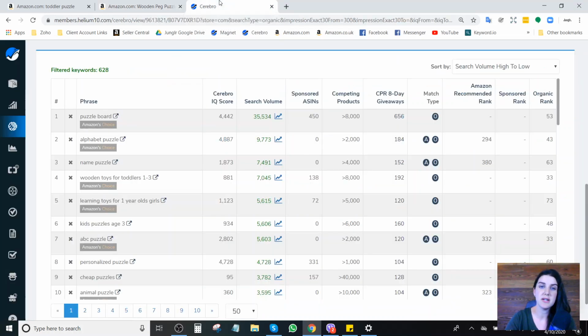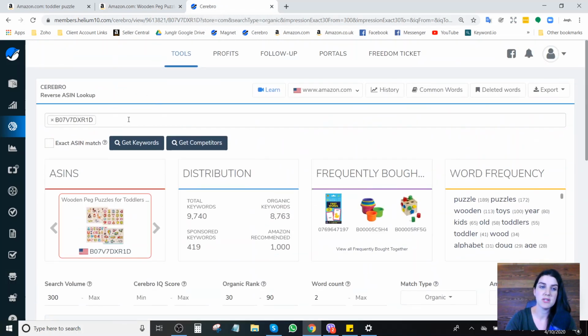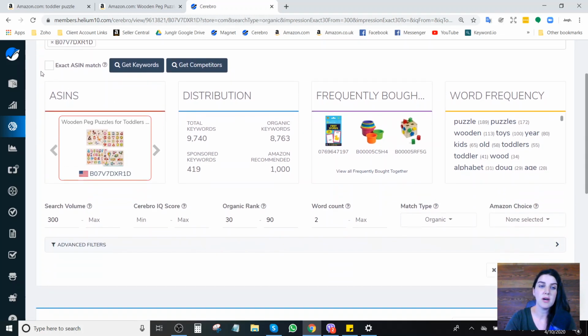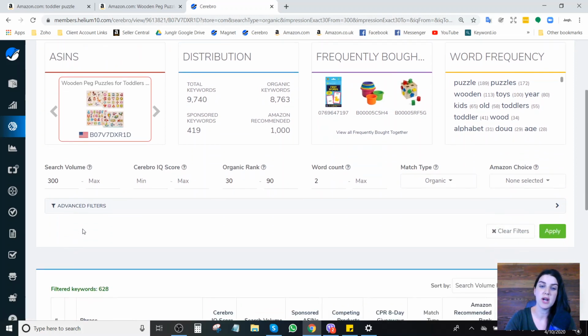Now, what I did is I went over to Cerebro, which you can use for ASIN lookup. So I reverse ASIN searched the product, assuming this is my product, so I can look up all of the keywords that this product is showing for, and then I put some additional parameters here. These are the parameters to identify keywords that I'm organically ranked on, bottom of page 1, somewhere on page 2. And then I want to look at only the organic ranking. I'm not interested to know where my sponsored or my recommended are. I just want to see where I'm organically placed.